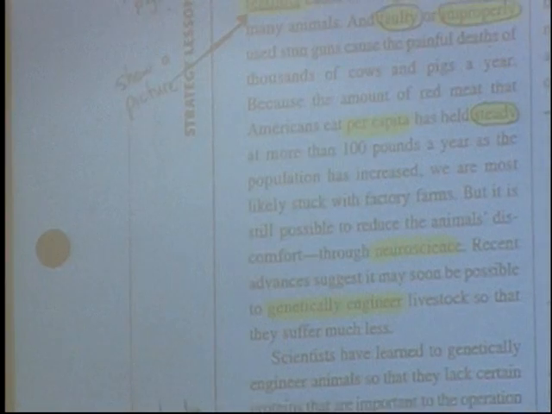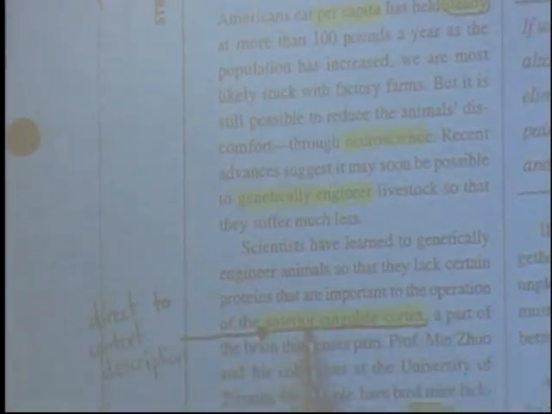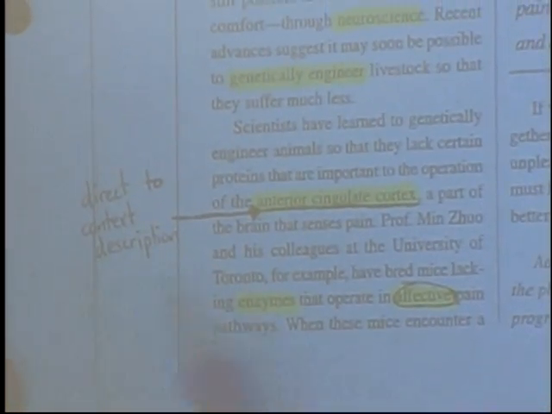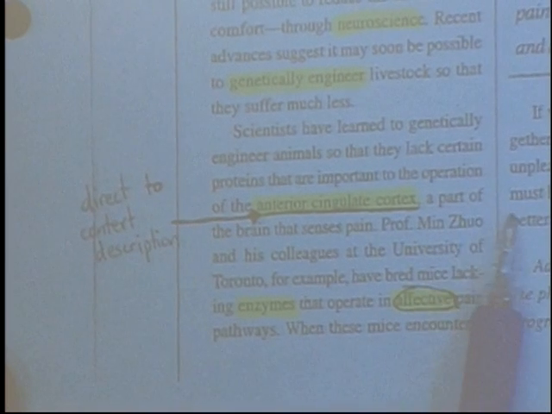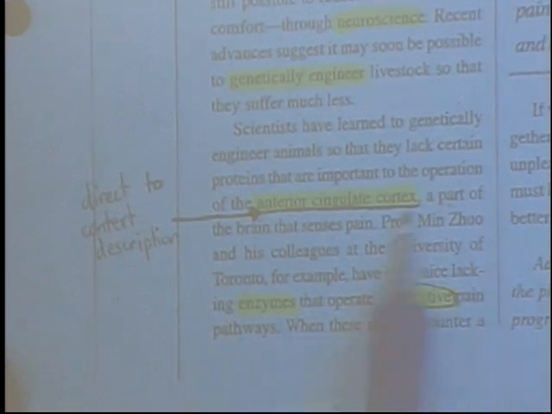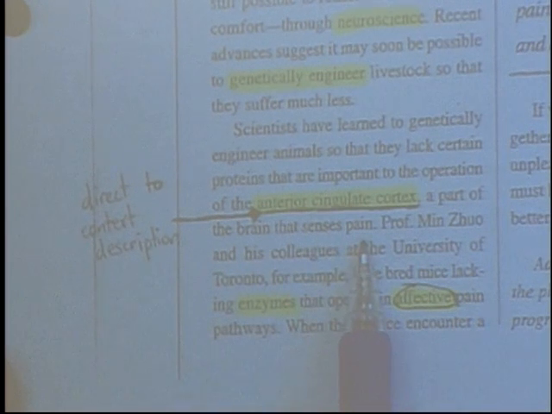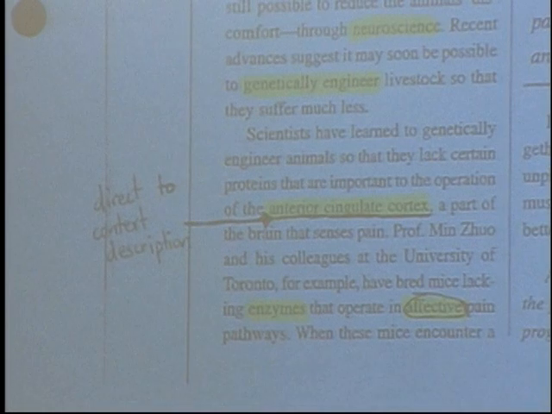Oh, what about this one? Anterior cingulate cortex. Well, if I read my text, it's right there. It's in the context. Anterior cingulate cortex, a part of the brain that senses pain. So I would direct them straight to the context description.